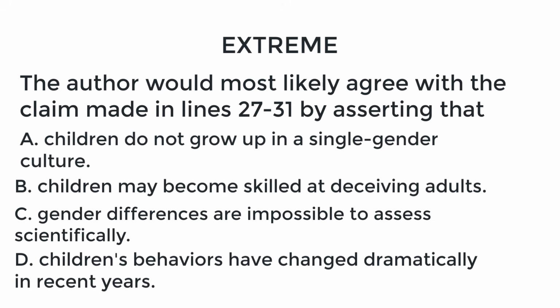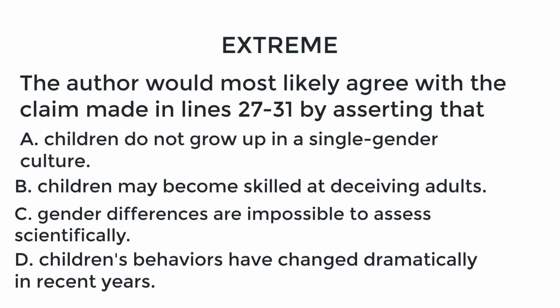Let's look at this example. The author would most likely agree with the claim made in lines 27 through 31 by asserting that A. Children do not grow up in a single-gender culture. B. Children may become skilled at deceiving adults. C. Gender differences are impossible to assess scientifically. Or D. Children's behaviors have changed dramatically in recent years.